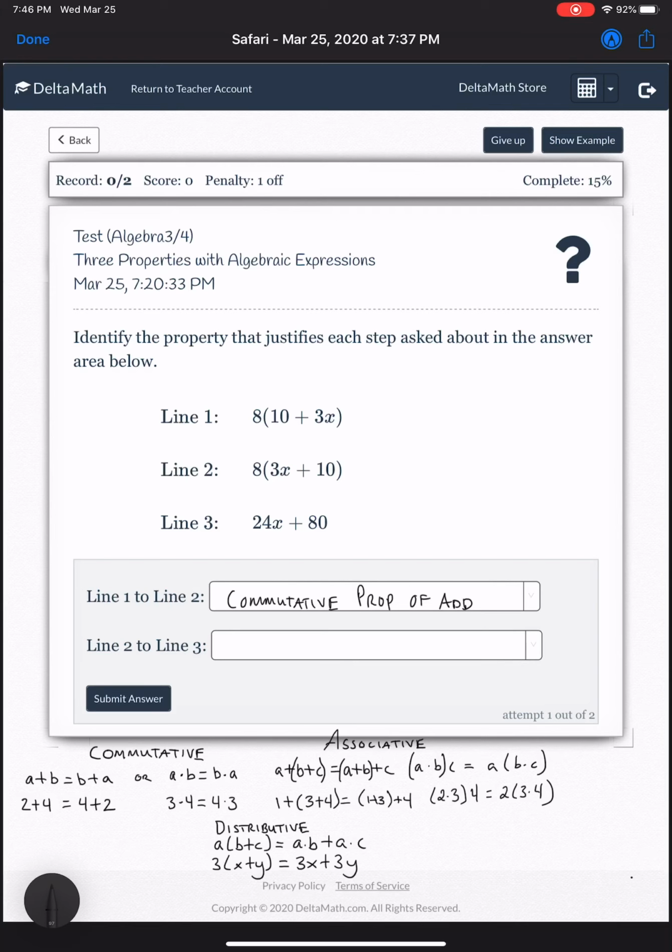Alright, from line 2 to line 3, this looks like the distributive property. 8 is distributed to 3x, and that gives us 24x, and then 8 is distributed to 10, and that gives us 80. So that is the distributive property.